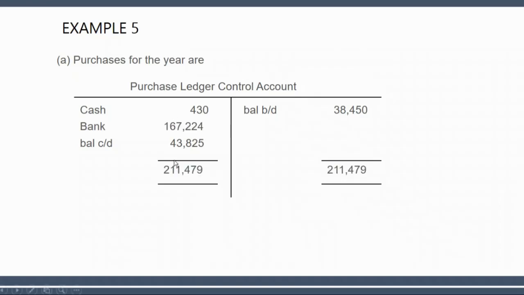This side of the ledger is bigger, so we write the total on both sides, and this makes 211,000. The difference between these two numbers would be your purchases, because purchases increase your liability. When you make purchases, your double entry is debit purchases credit payables. So debit purchases, credit payables, which means the payables ledger is credited and purchases is debited. So these are the goods, 173,029, which you purchased during the period. So that's all it is.